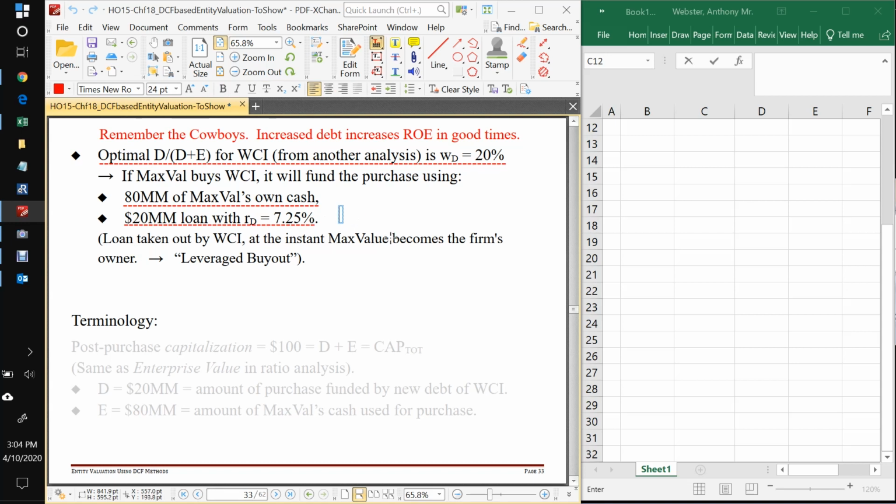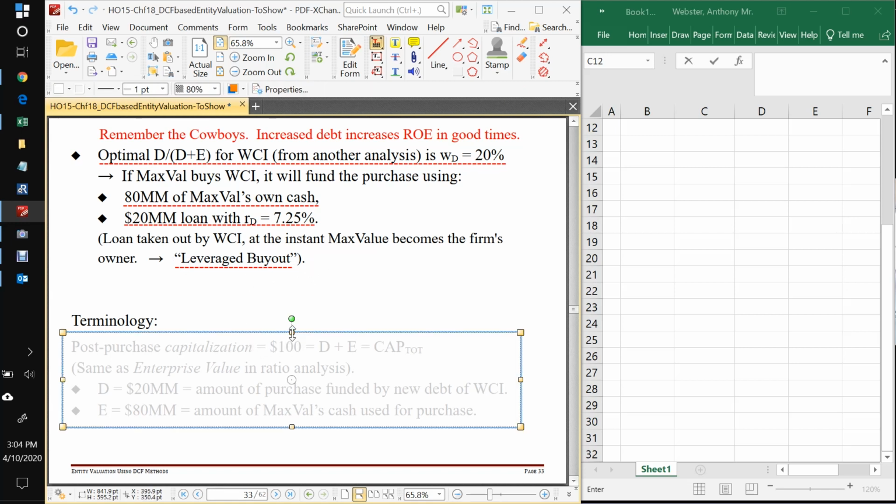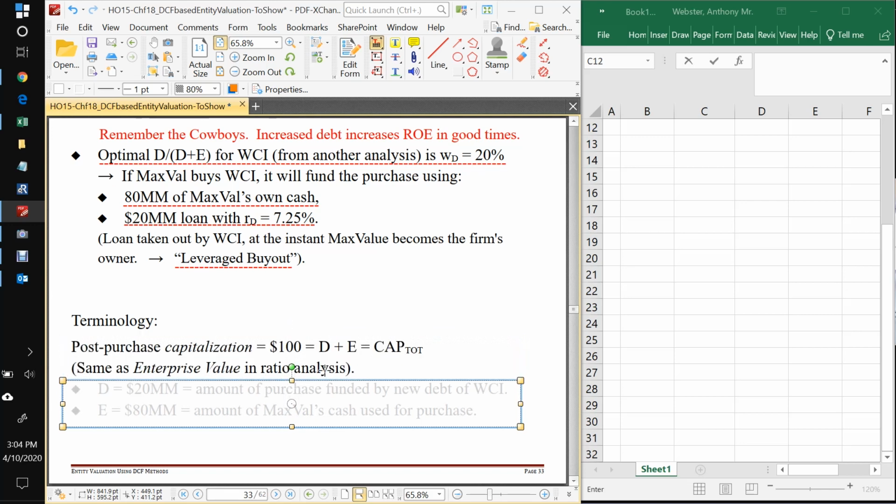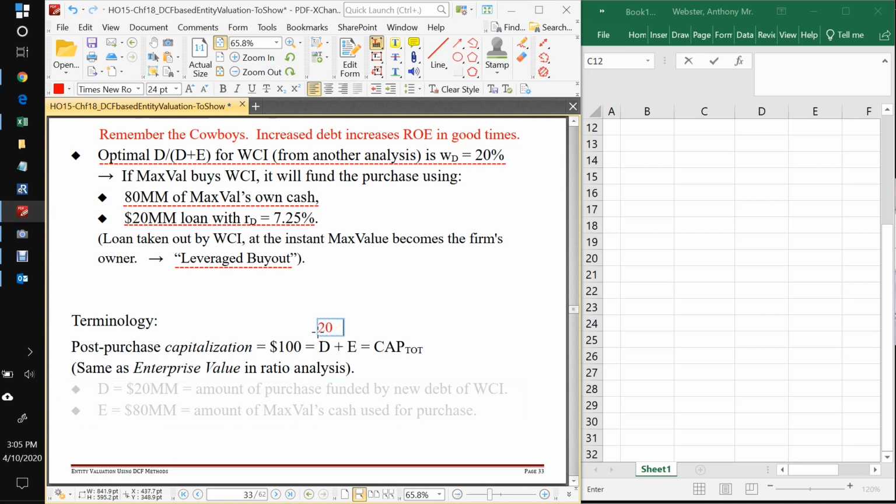So the company is going to be levered, right? And this, again, when you do something like this, it's called a leveraged buyout because you're using leverage, you're using some debt to help you buy all the shares of the firm you want to buy. Okay, so a little bit of terminology now, not too much. We say in a case like this that the post-purchase capitalization of the firm is 100 million. So that's D plus E. So the D in this case is 20 and the E is 80. And that's also called by a lot of folks cap tot. This is the same thing that we called enterprise value when we were doing ratio analysis.